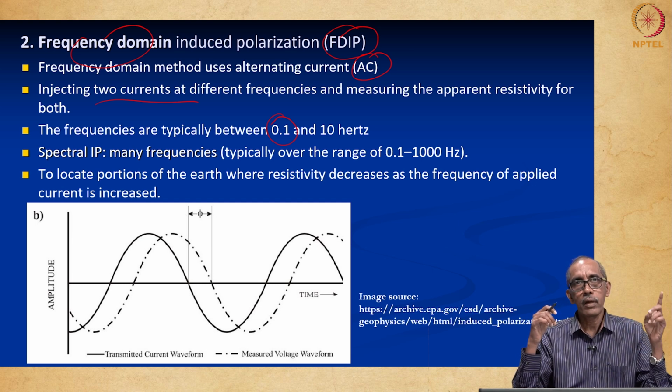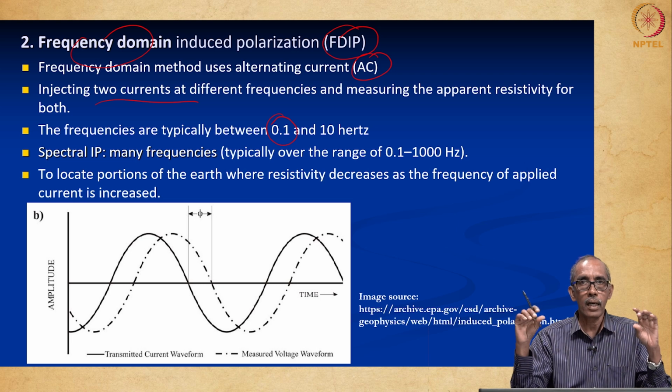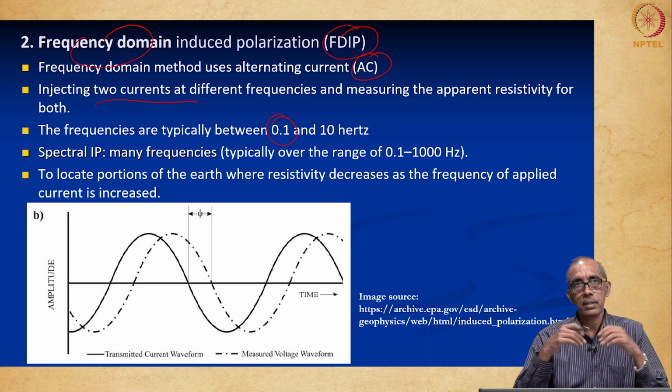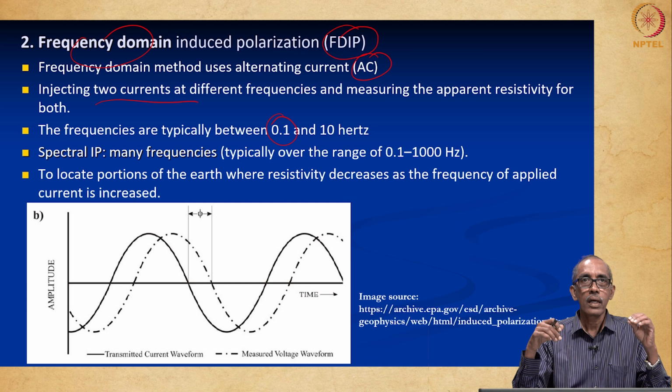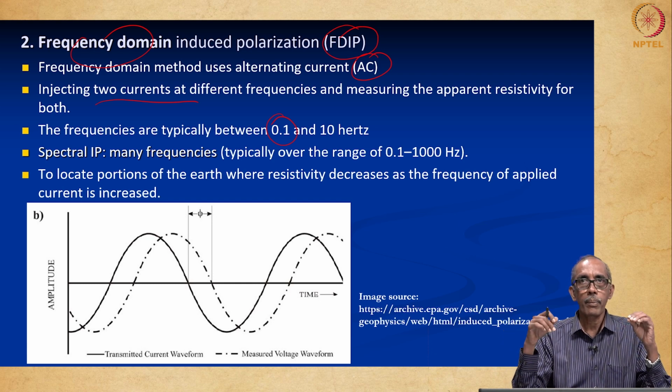In time domain, we just applied current in one frequency. Our focus was on the area after the stopping of current. We are trying to estimate the normalized area that was shown in red color in the previous slide. Whereas here we are trying to understand the difference between the applied current in two different frequencies. We apply current in two different frequencies and we measure the apparent resistivity.